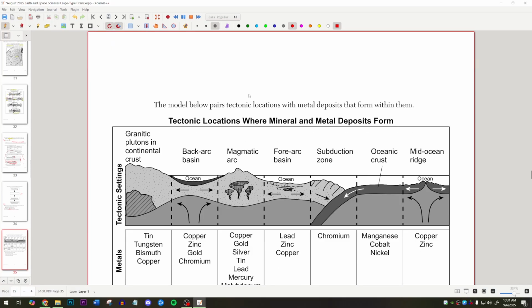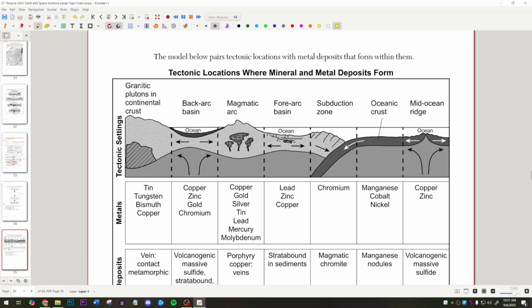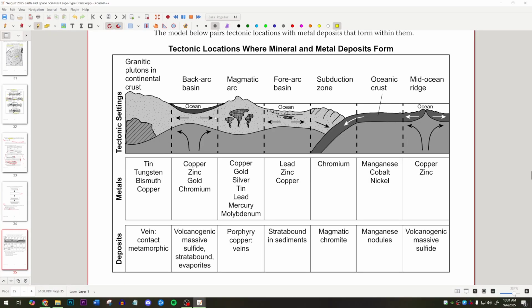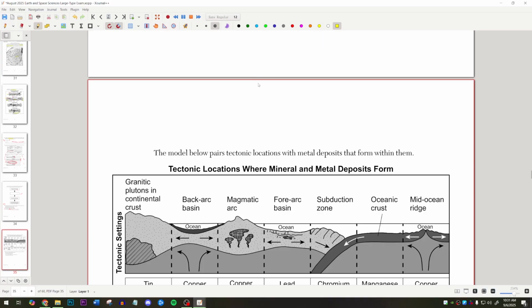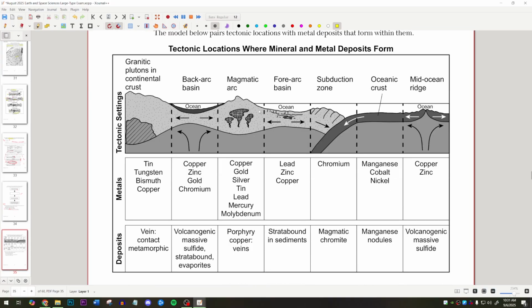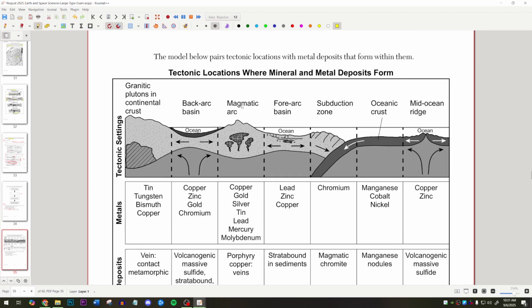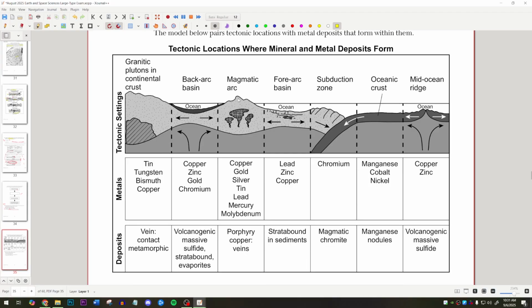Okay. The model below pairs tectonic locations with metal deposits that form within them. I have to tell you, I've been doing this test for a while now, obviously, if you're sticking with me. I'm getting tired. So as a student, this is just a lot. You need some serious endurance to get through this. I need to go sit on the couch after taking this. Need a break. Plus I have a coffee. I don't think you could drink coffee during the test.